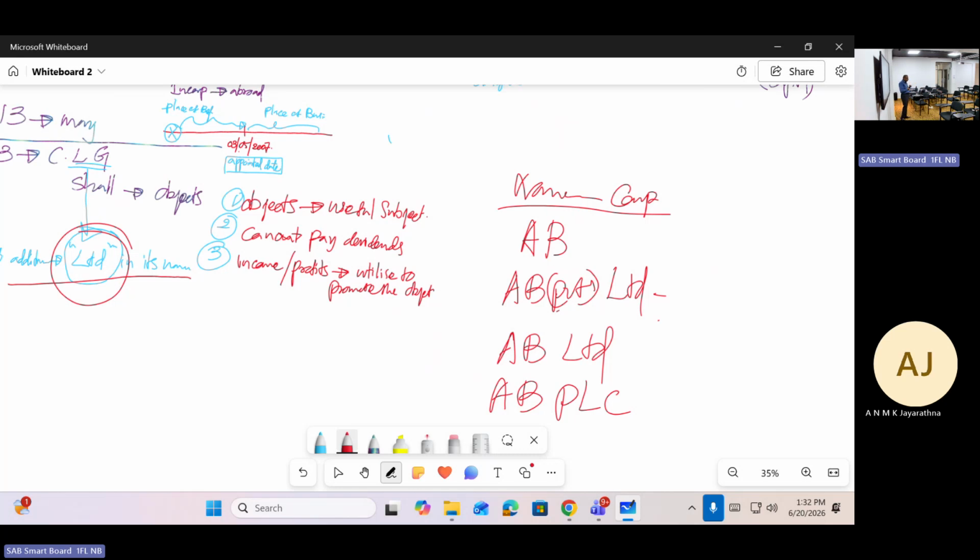That's correct. So they are listed. This is a listed, public company. Public listed company. AB limited. What's the type? Yeah, not that. That is to give an example. AB limited.